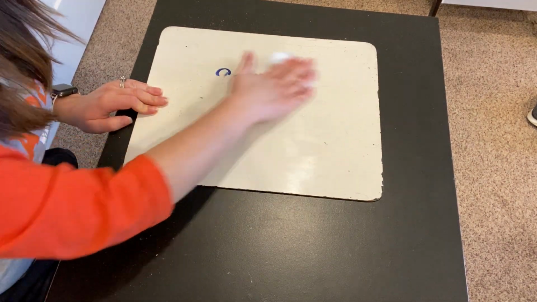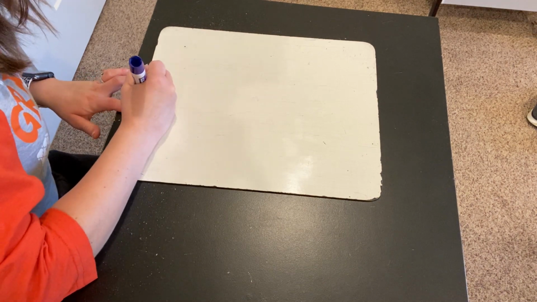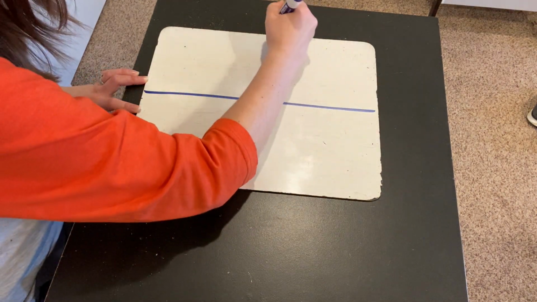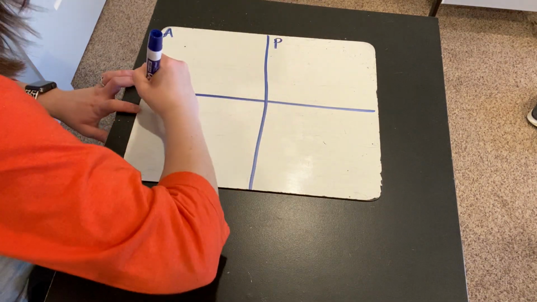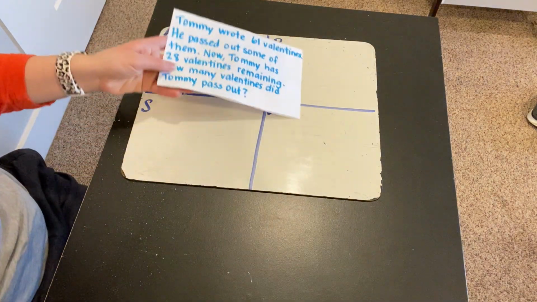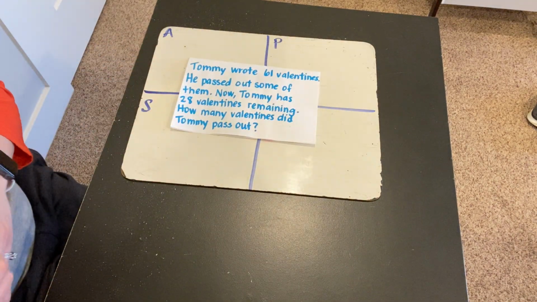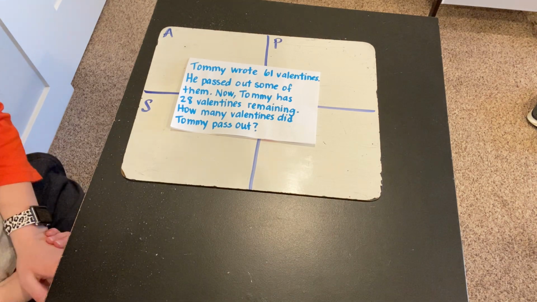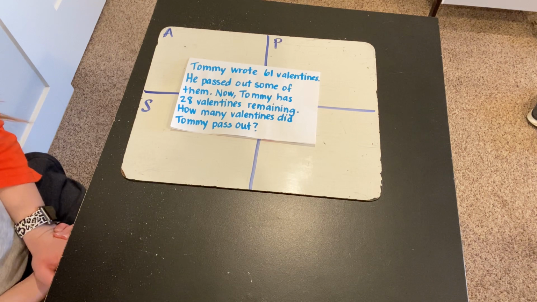Okay, let's move on to our word problem for the day now. We're going to use APPS check. Here's our problem. Let's read it together. Tommy wrote 61 Valentines. He passed out some of them. Now Tommy has 28 Valentines remaining. How many Valentines did Tommy pass out?